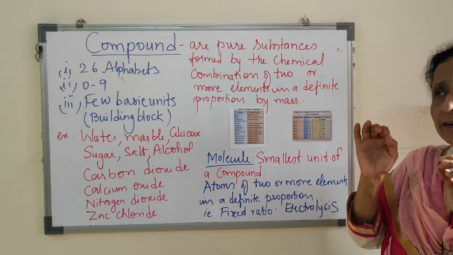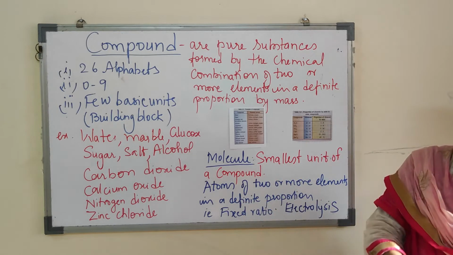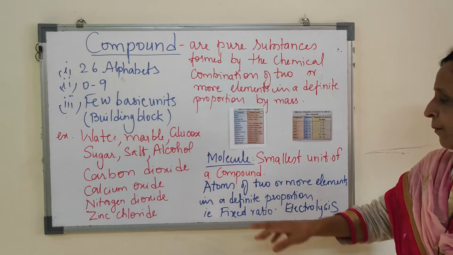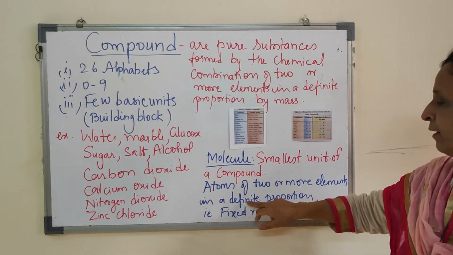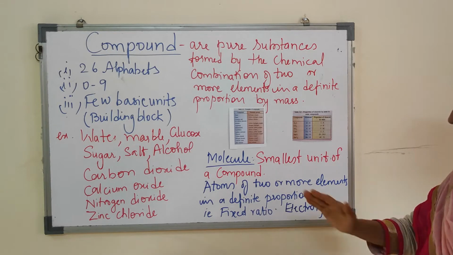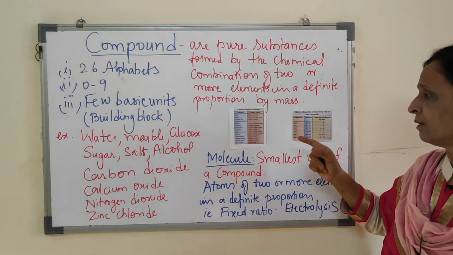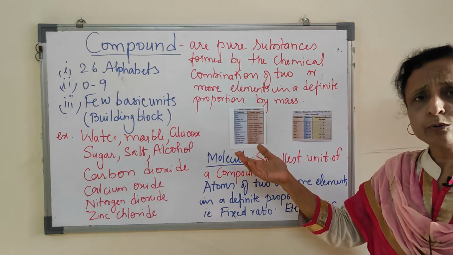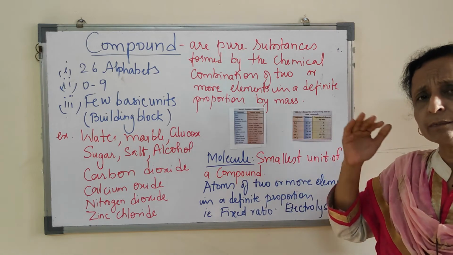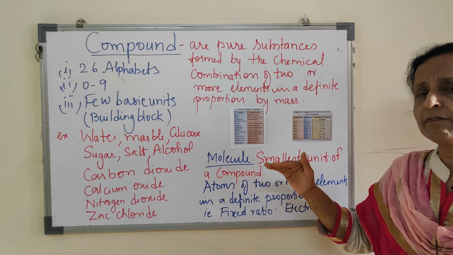H2O is a compound. One molecule will have the same property as many molecules together. So they are pure form. Atoms of 2 or more elements combine in a definite proportion. The proportion is also definite. They are not imbalanced. Fixed ratio. Now for example, NO2, NO: nitrogen, oxygen. But if it is NO2, N2O or NO, they are in different ratio and proportion.